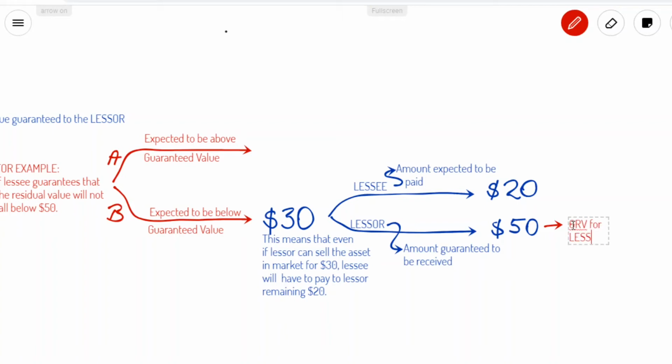So for the lessee, it is the amount that the lessee is expected to pay at the end of the useful life to the lessor. In case of the lessor, it is the amount that is guaranteed to him in respect of the residual value of the asset.